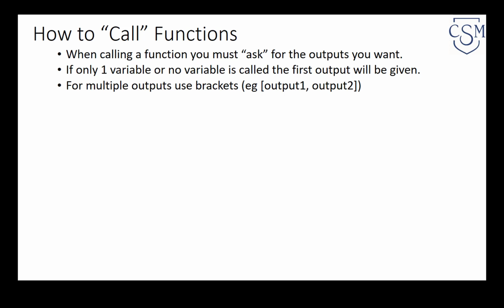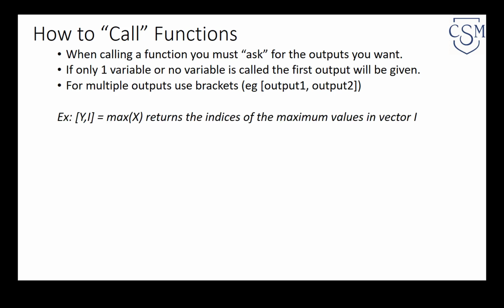To do that, you can use an array of brackets and give variable names for the outputs that you would like. For example, if you do help max, you'll find that it returns the indices of the maximum values of a vector. So y and I, there are two possible outputs for the user to get. If we were to make an array called x, but then you just typed in max x, you will not get y, which is the maximum value, and I. You only get y, so you only get the maximum value. That's because this is the first output.